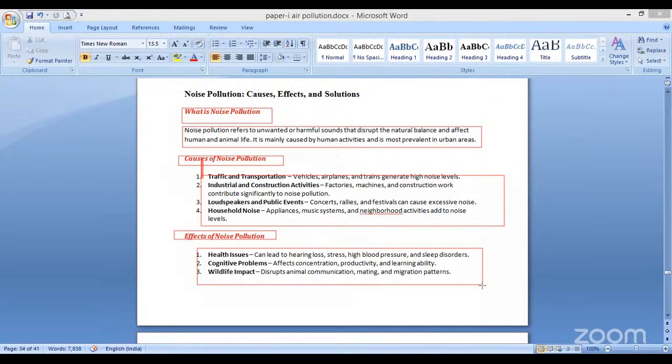Then coming to the next one, the effects of noise pollution. The health issues can lead to hearing loss, stress, high blood pressure, and sleep disorders. The cognitive patterns: it affects concentration, productivity, and animal communication, mating, and migration patterns. This is all about the causes and effects of noise pollution. Then coming to the next one, what are the solutions to noise pollution?